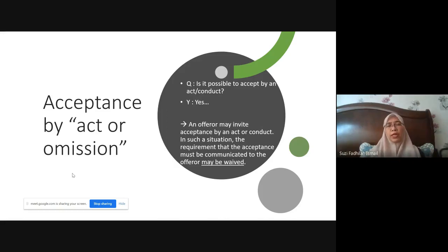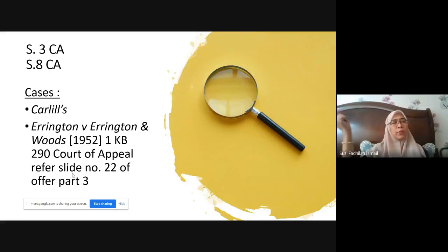But exceptionally, if it is by way of performance, no need to inform. Just perform, then it is considered as acceptance already. Remember we discussed the case of Carlill. We also discussed section 3 and section 8. You can have a look later. Carlill, advertisement in the newspaper.